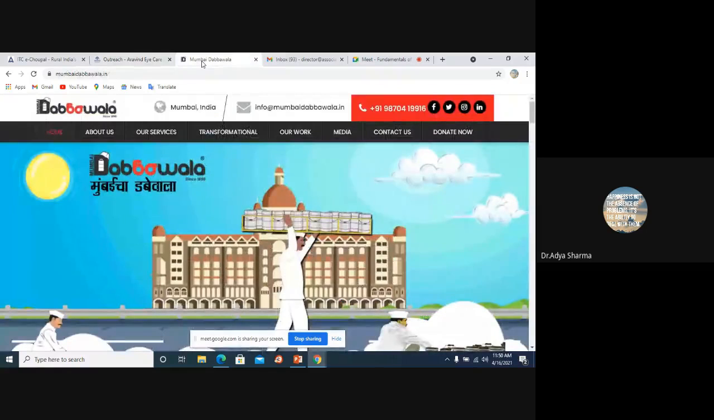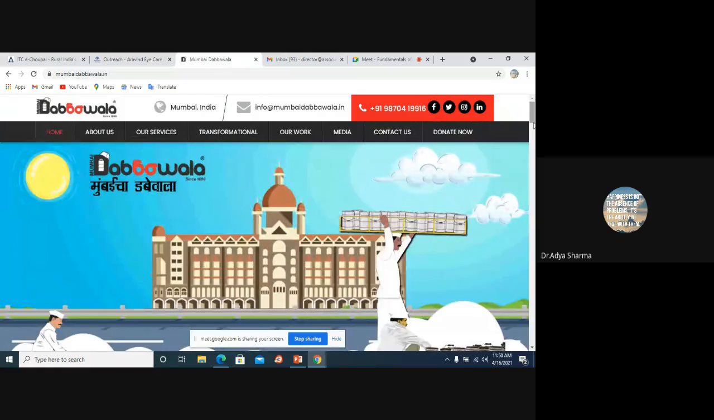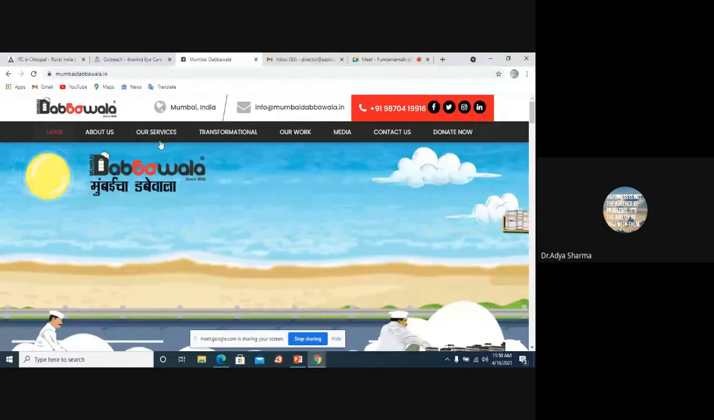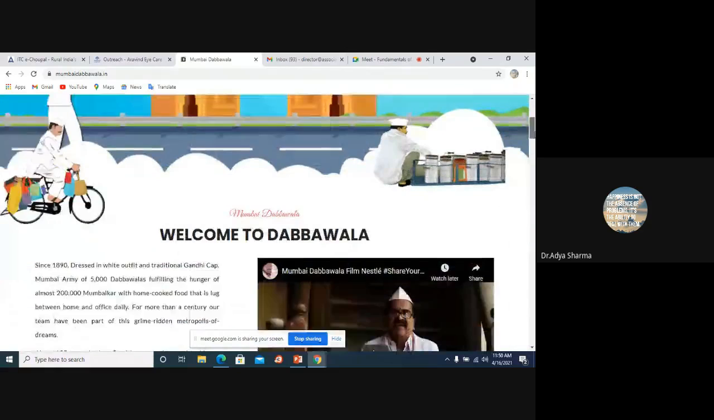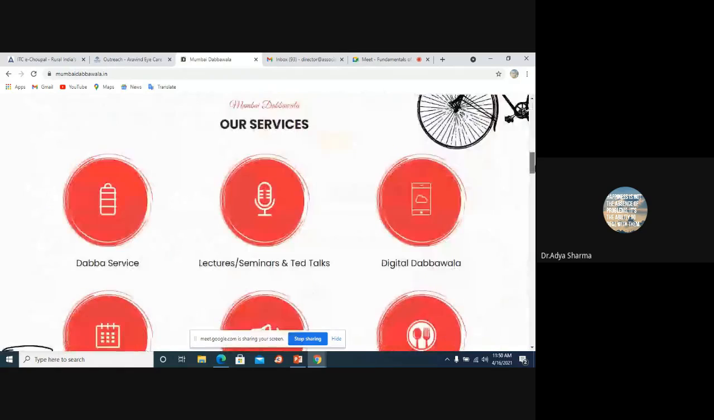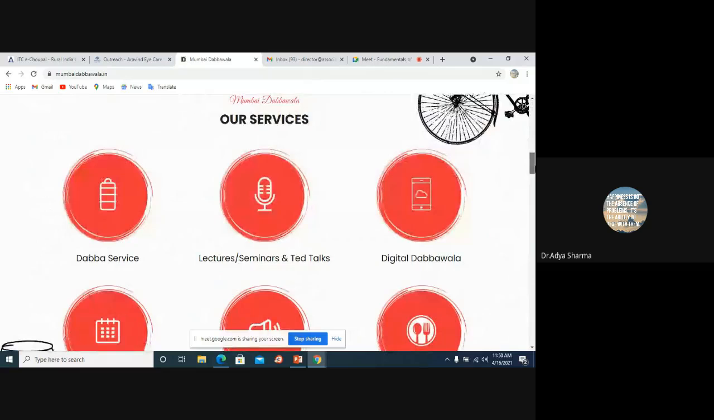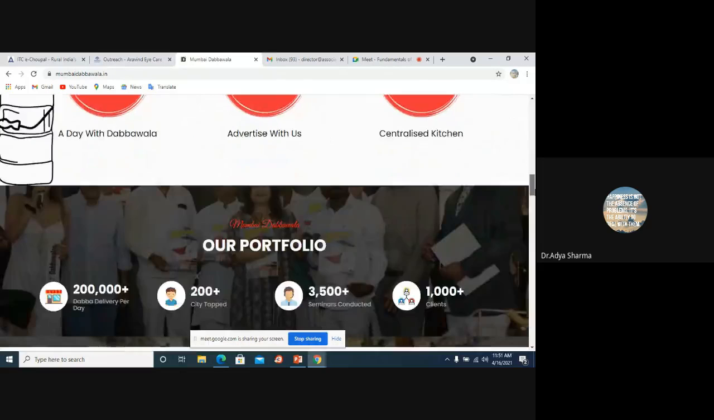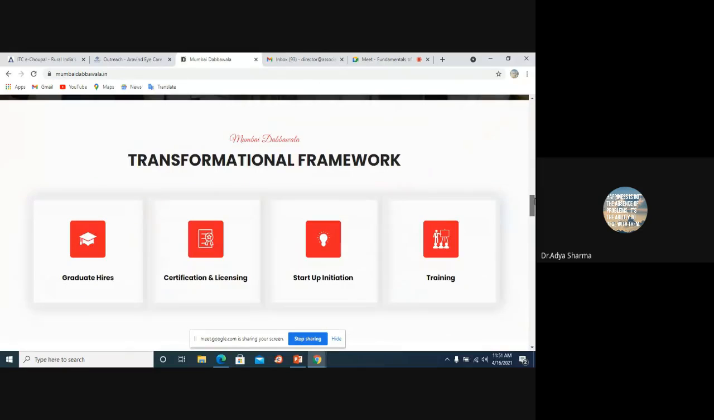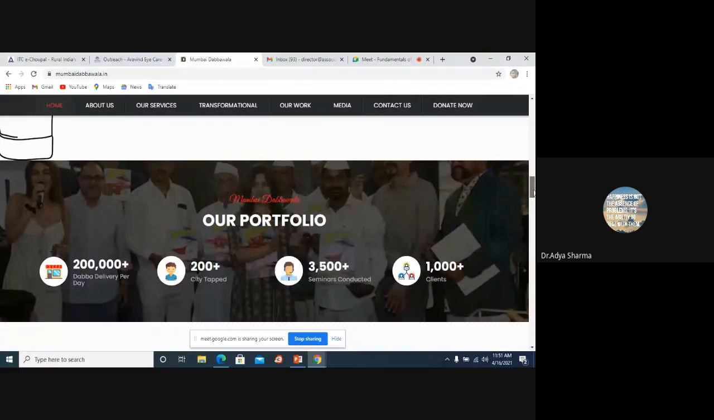Look at Mumbai Dabbawalas. Again, when I'm talking about Mumbai Dabbawalas, when they are talking about today, look at where they have reached. They are talking about lectures, seminars, TED Talks. They have a digital Dabbawala. They have centralized kitchens. And look at the amount of work that they are doing. 200,000 plus dabba deliveries per day, and no wrong dabba reaches anyone.